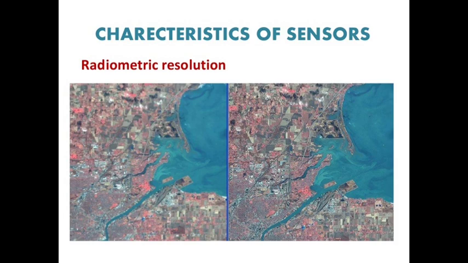Now it depends on the sensor whether it is able to produce a 32-bit image or an 8-bit image. So if you increase the radiometric resolution, then you have to increase the capability of the sensor so that it can produce 32-bit images.